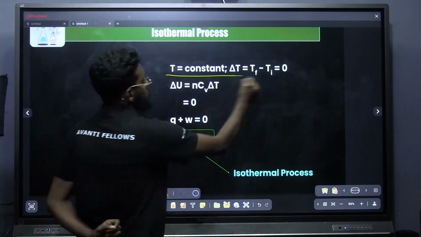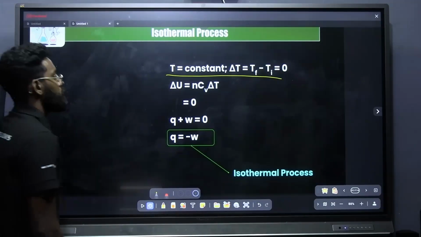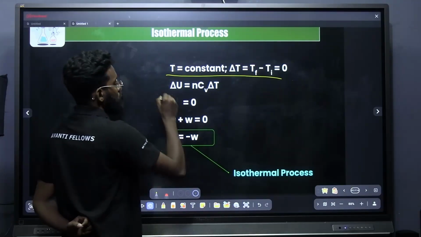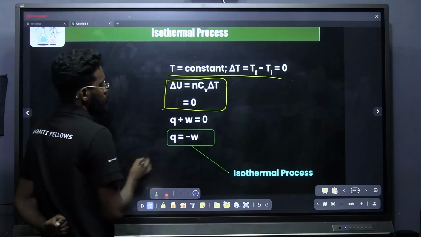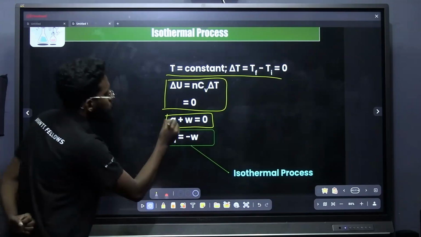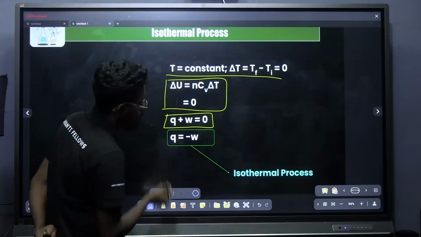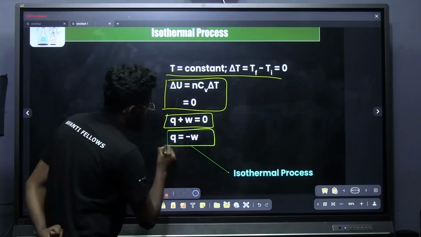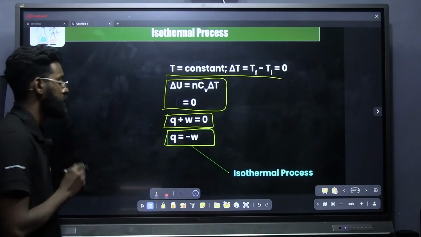As temperature is constant, delta T is equal to 0. As delta T is equal to 0, delta U will be equal to 0. If delta U is equal to 0, it means Q plus W will be 0. According to the first law of thermodynamics, Q plus W equals 0, which means Q will be equal to minus W. For an isothermal process, Q is equal to minus W.